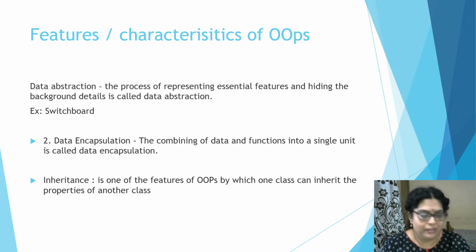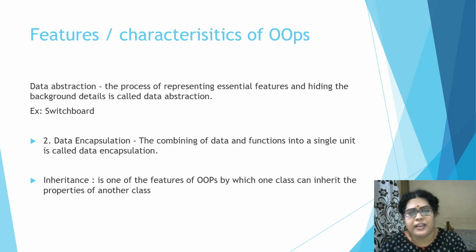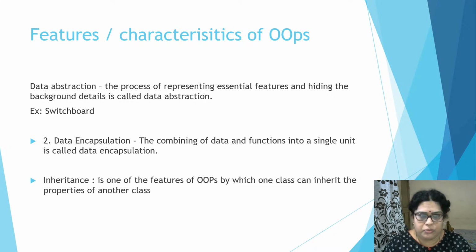Continuing with this answer, features and characteristics of OOPS. Data abstraction is the process of representing essential features and hiding the background details. For example, the switchboard I have given, it can be a switchboard, a computer, a mobile, any of these devices. If you think about the switchboard, are we worried how the internal connections are there? No, I just want to switch on the light or the fan or whatever electronic equipment I want, or the computer.